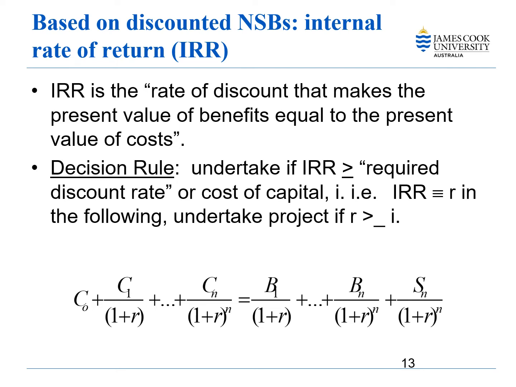So in such situations, naturally we will guess there might exist at least one discount rate such that NPV is equal to 0. Okay, and we call this rate internal rate of return. IRR is the discount rate that makes the present value of benefits equal the present value of cost, or NPV is equal to 0.